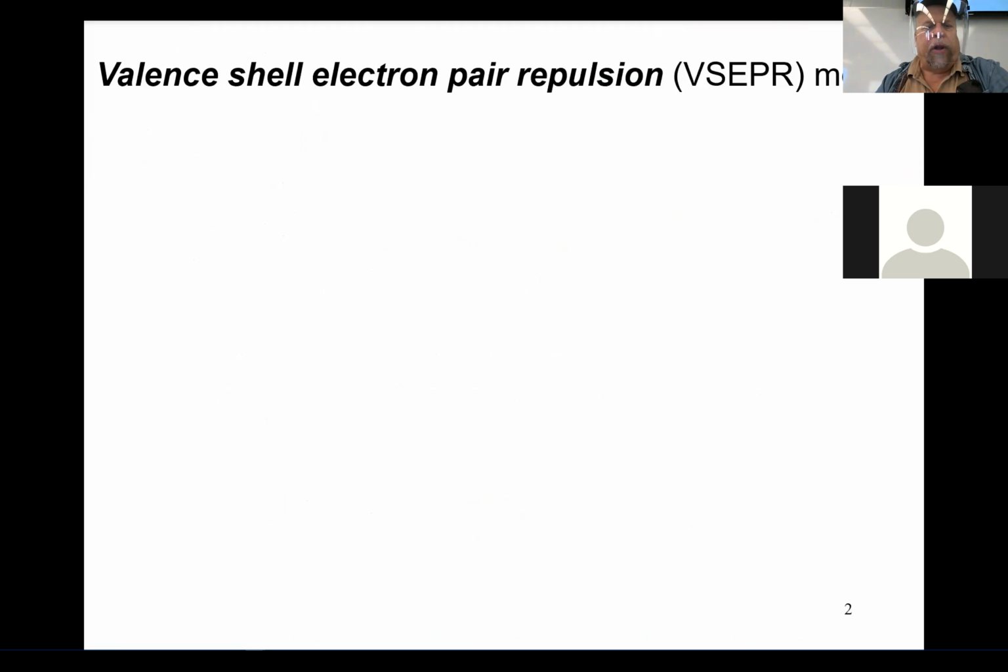So basically, we're going to talk about one model in particular, and it's a very good one, the valence shell electron pair repulsion model. Now, first thing, let's go through the terms here. What is the valence electrons? What are the valence electrons?